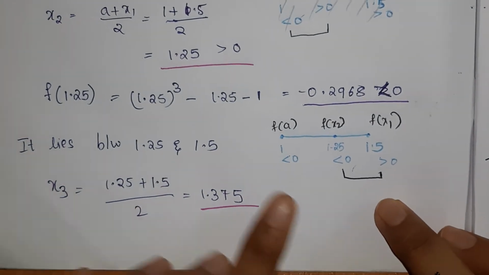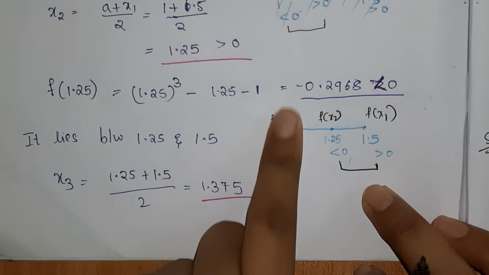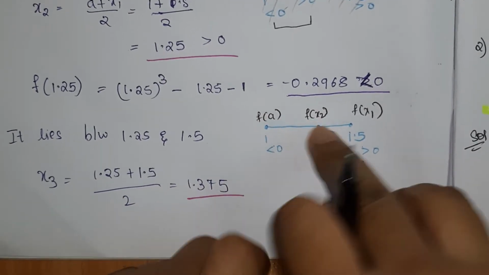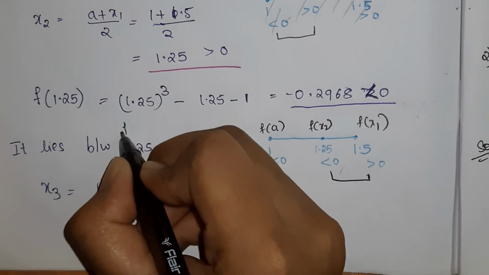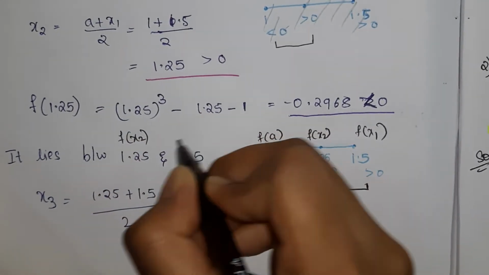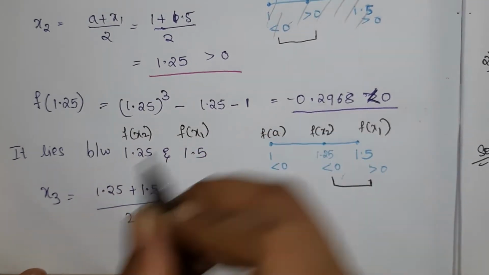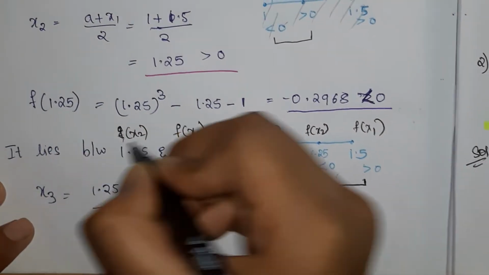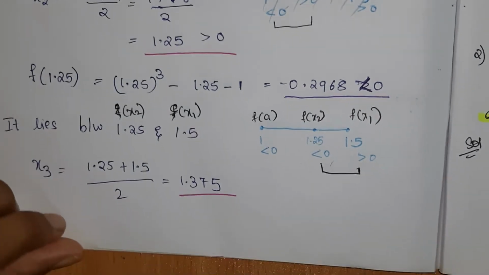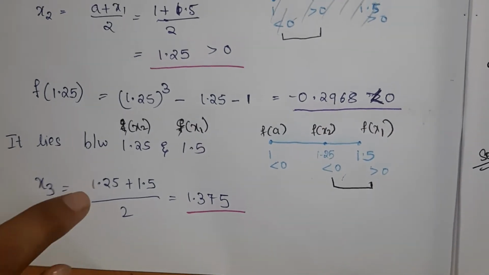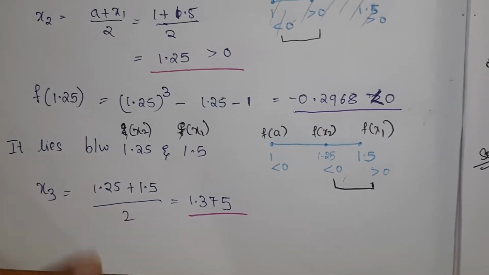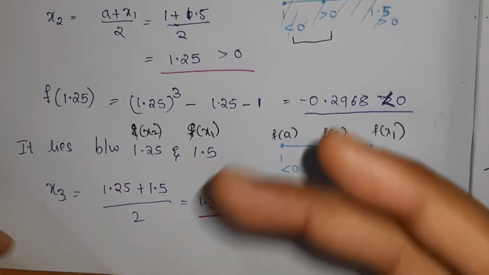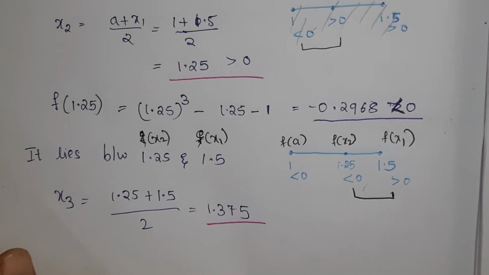Since we got a negative value, we can't consider f of a, because f of a is also a negative value. So now it lies between f of x2 and f of x1. Now x3 is equal to (x1 + x2)/2, so that is 1.375.